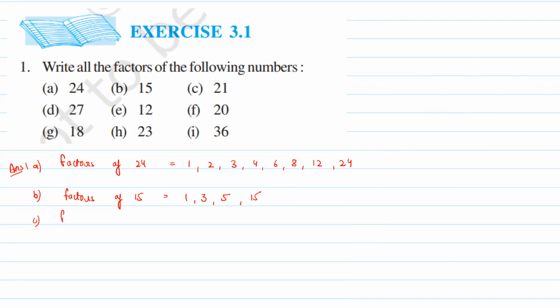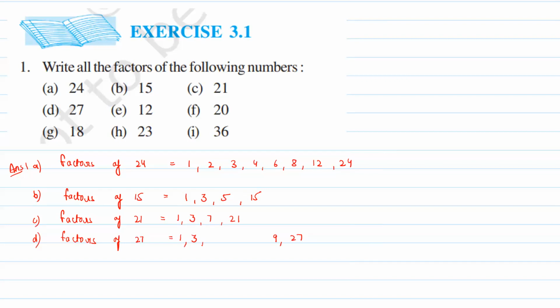Then C part, factors of 21 are 1, 3. Similarly, 3 sevens are 21 and 1 twenty-one is 21. No other factors. Then factors of 27. So 27 has 1 and 27. You can write all the factors like that if you want. Then after 1 it is 3. So 3 nines are 27. So you can write 9 here because 3 nines are 27.